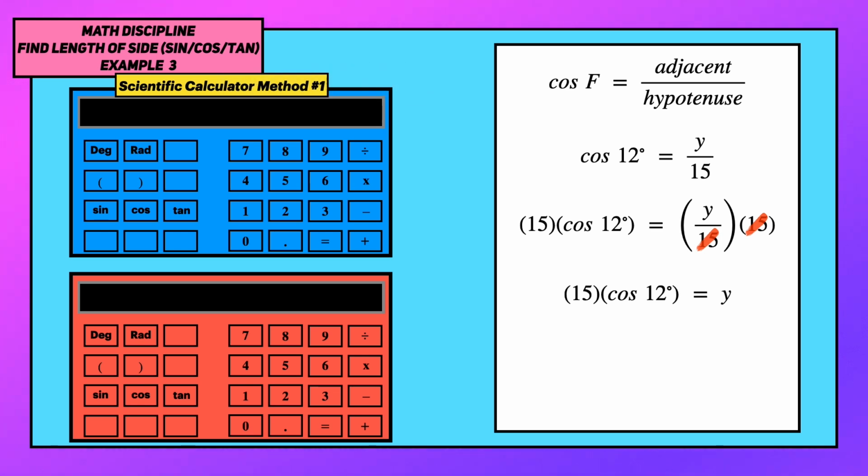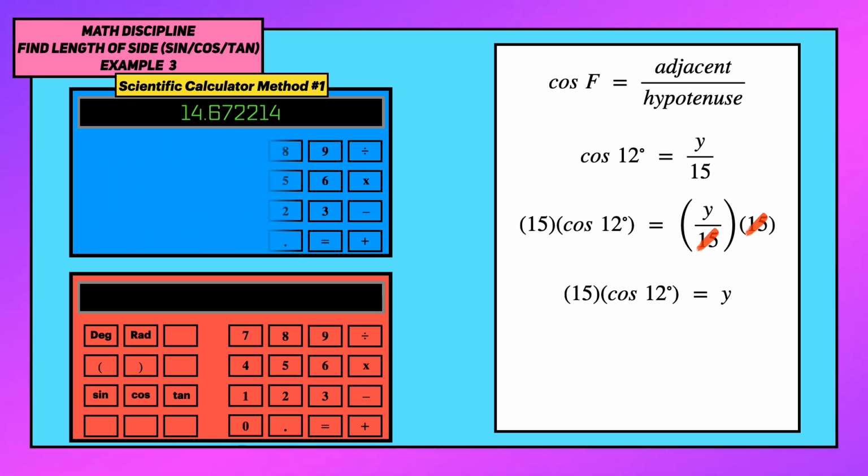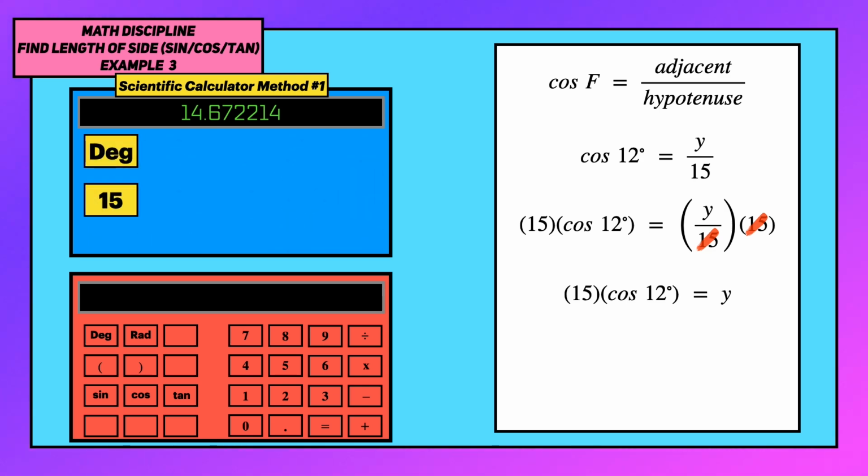For method number 1, with your calculator in degree mode, enter 15 times cosine 12, close parentheses if necessary, and press the equal button. Your answer should be approximately 14.67. Again, that's 15 times cosine 12 equals.